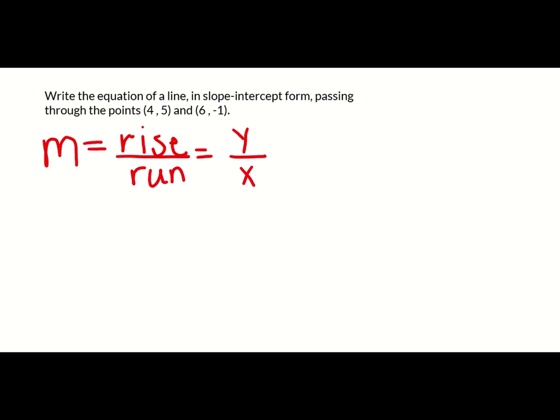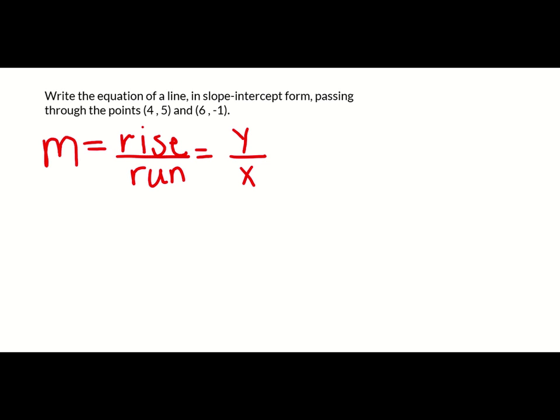Our second example says write the equation of a line in slope-intercept form passing through the points (4, 5) and (6, -1). So we're going to begin by figuring out the slope of our line, which remember is our rise over our run. Now again, when you rise on a graph, you're going up and down on the graph, so that changes your y values. Whereas when you run on a graph, you're going left and right, which would change your x values.